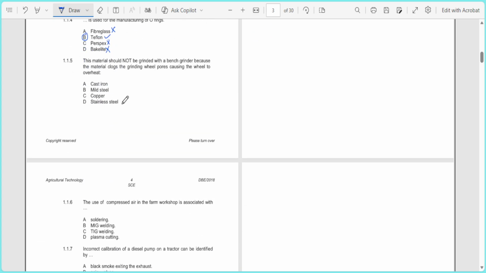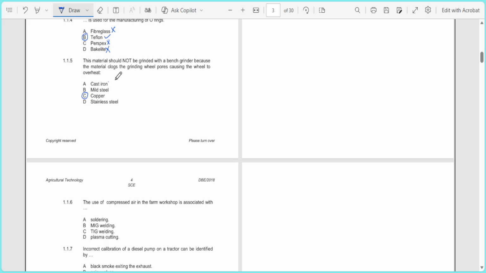1.1.5, this material should not be ground with a bench grinder because the material clogs the grinding wheel pores, causing the wheel to overheat. Okay, so we have four materials: cast iron, mild steel, and then we also have C, copper, and stainless steel. I'm going to go with C, copper.